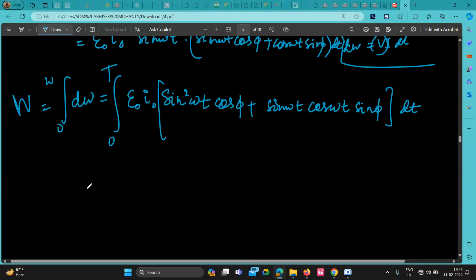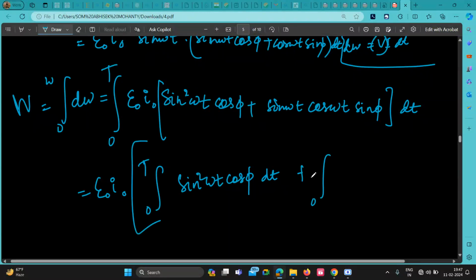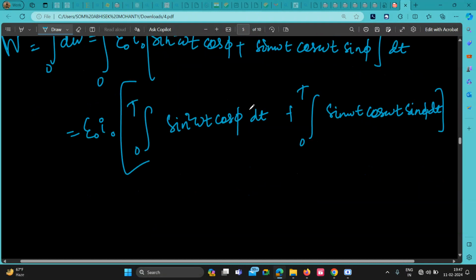Okay. So E naught I naught goes out. Integral 0 to T of sine square omega t cos phi dt, plus integral 0 to T of sine omega t cos omega t sine phi dt. See here dt is the variable, so cos phi should go out.